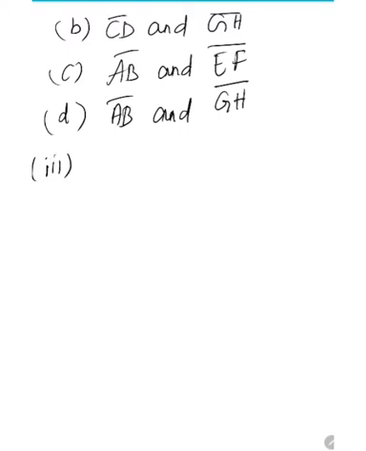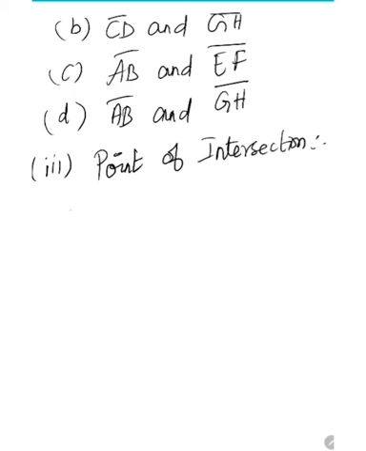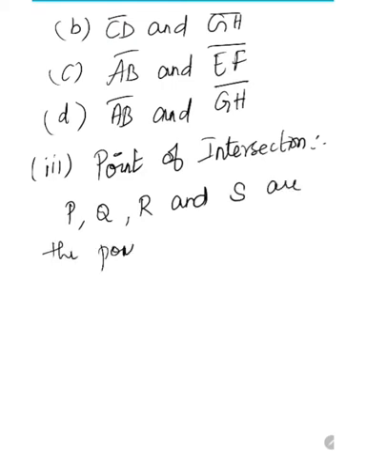The third one is point of intersection. So what are the points of intersection here? P, Q, R, S. These are all the points of intersection. Okay. So P, Q, R and S are the points of intersection.